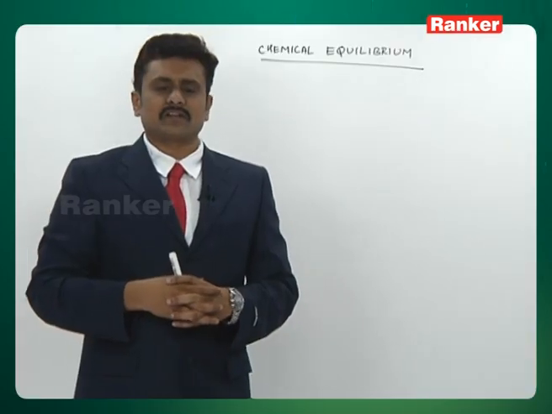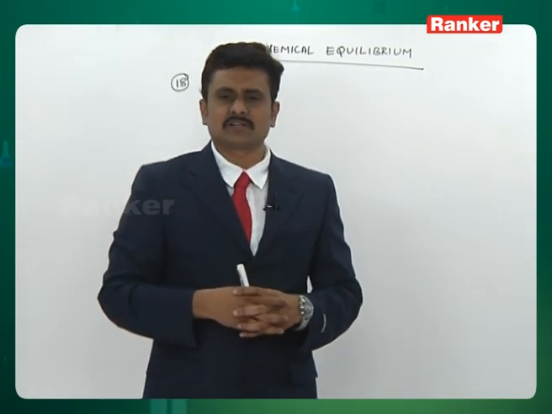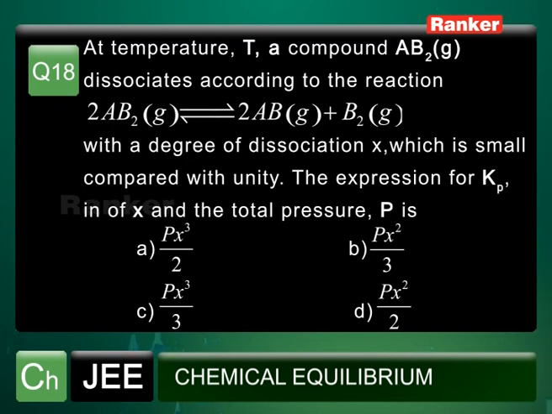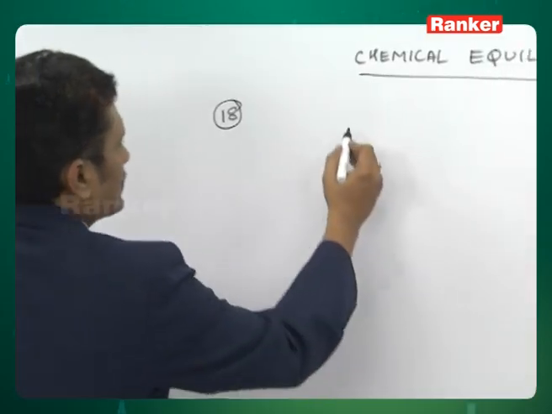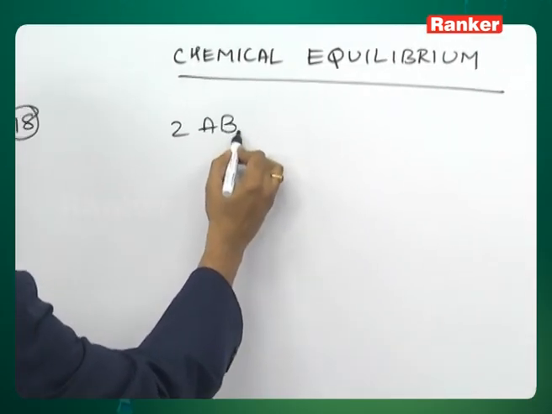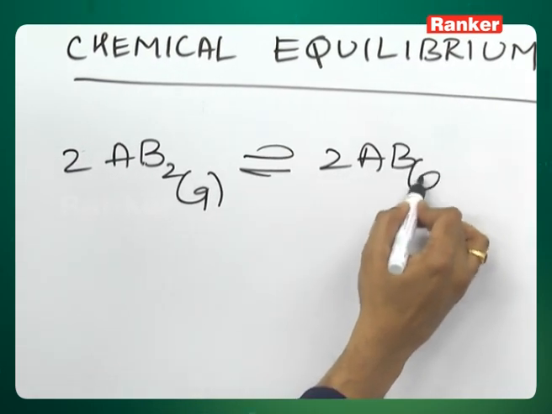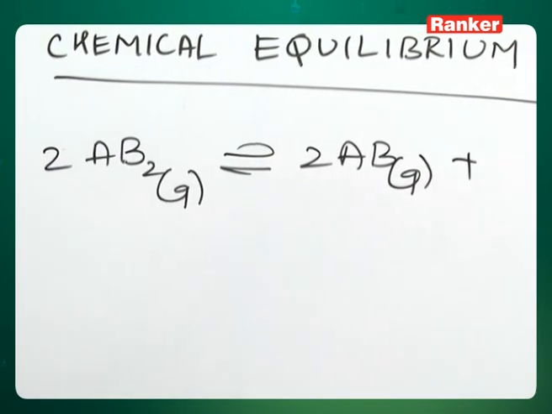At temperature T, a compound AB2 dissociates according to the equation with the degree of dissociation value to be x. If the value of x is too small compared to unity, then you have been asked to find the relationship between Kp, x and the total pressure P. Now let me write the concerned equilibrium reaction. 2 moles of AB2, which is a gas, dissociating to give 2 moles of AB gas and B2 gas.